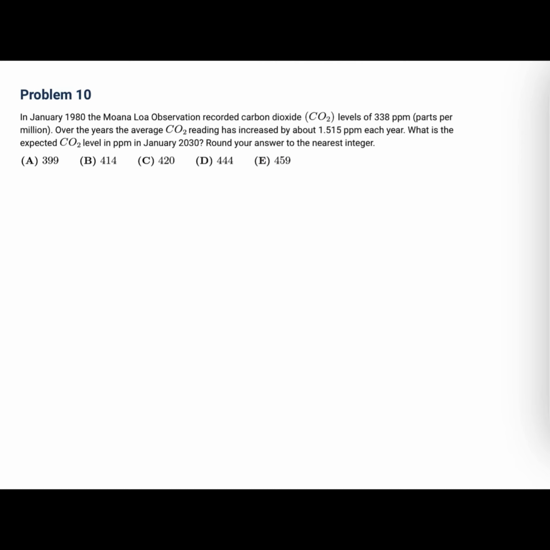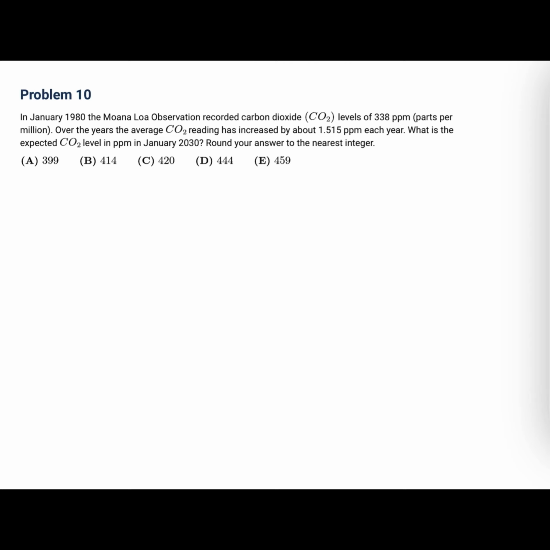Problem 10. In January of 1980, the Mauna Loa observation recorded carbon dioxide, CO2, levels of 338 ppm, which is parts per million. Over the years, the average CO2 reading has increased by about 1.515 ppm each year. What is the expected CO2 level in ppm in January of 2030? Round your answer to the nearest integer.